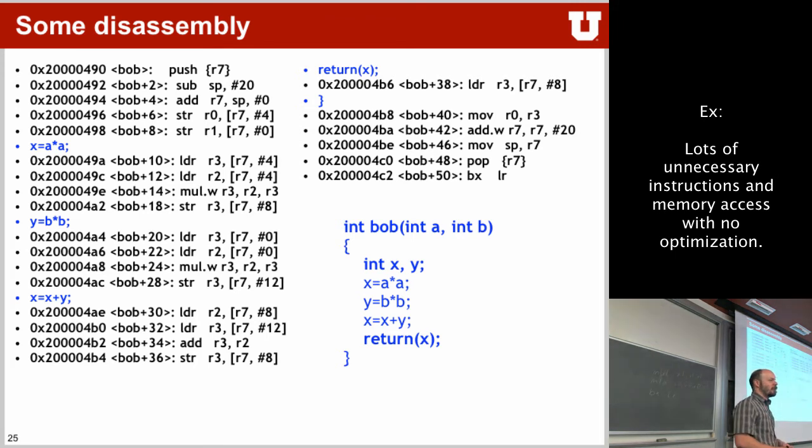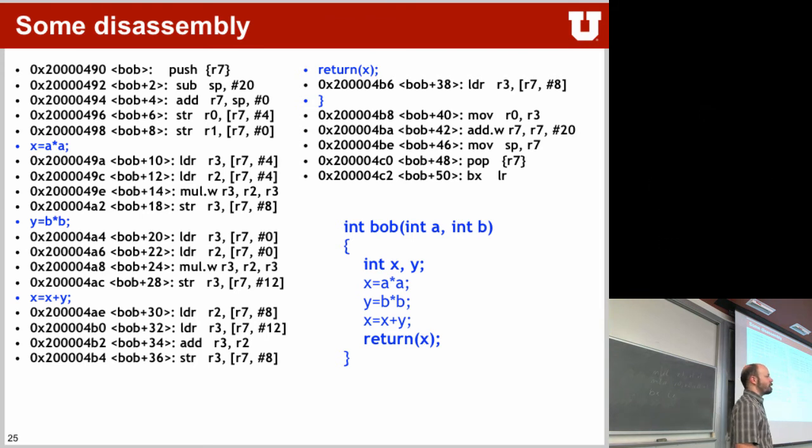I'm not sure what happens at O1, but I guess at O2 and O3 it will start generating a lot nicer code. So if you ever, later on, try to debug your C code and you have it compiled at O0, it's really difficult sometimes to figure out what's going on between your disassembled assembly code and what your C code actually means.